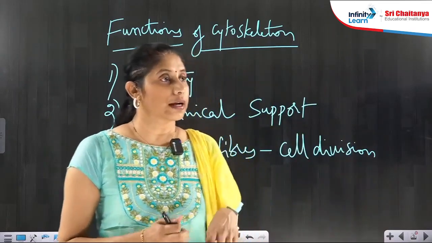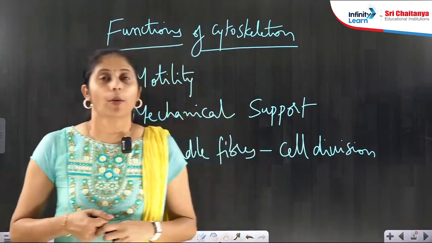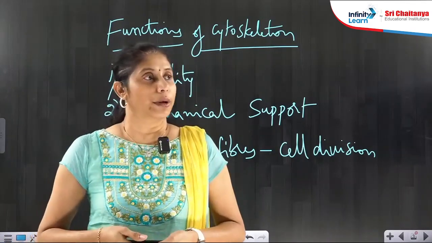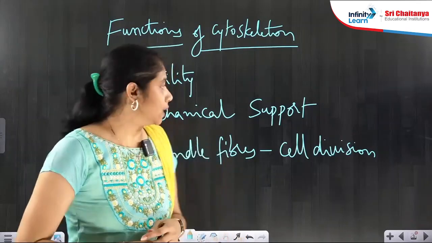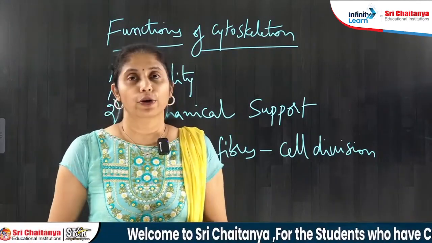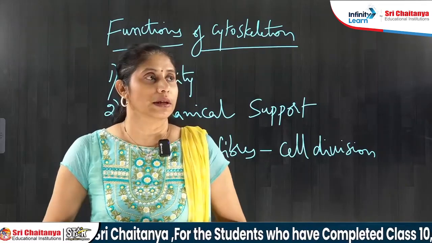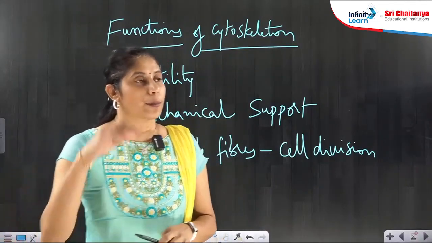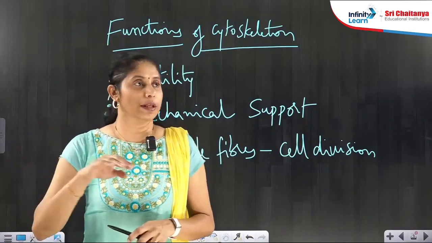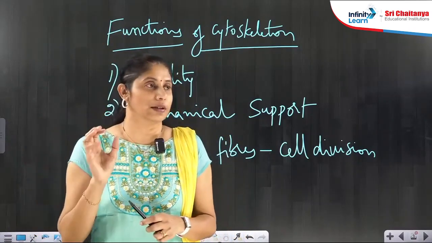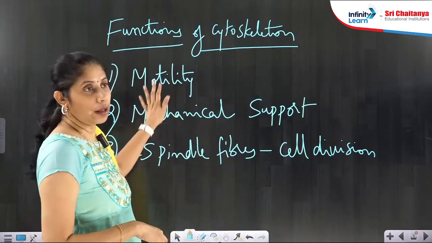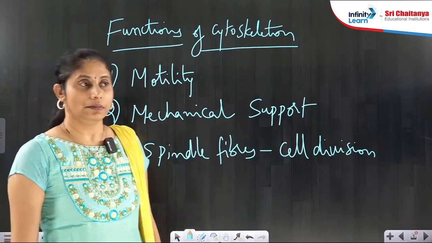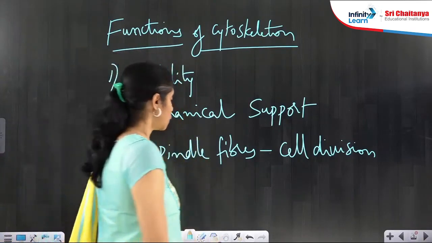I hope all of you understood the cytoskeleton. How many components are forming the cytoskeleton? 1, 2, 3. Among these 3 components, which are the largest? Microtubules, correct. Microtubules are the largest, intermediate filaments are medium sized, and microfilaments are the smaller size. The functions of cytoskeleton: motility, mechanical support, and in the form of spindle fibers, they help in cell division. That's all about cytoskeleton.